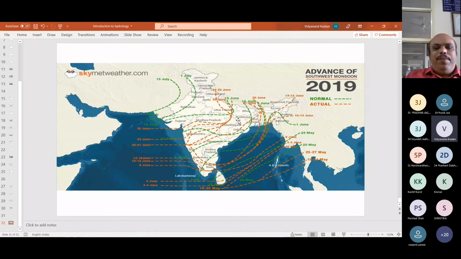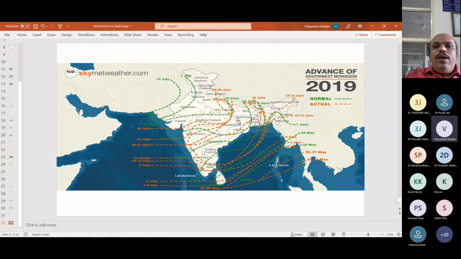So this is the map. Now, due to this retreating monsoon, the rainfall takes place in Tamil Nadu. In Chennai, we always hear the news that in December or January there is a flood in Chennai. So on that eastern coast, generally the rainfall takes place due to this retreating monsoon.